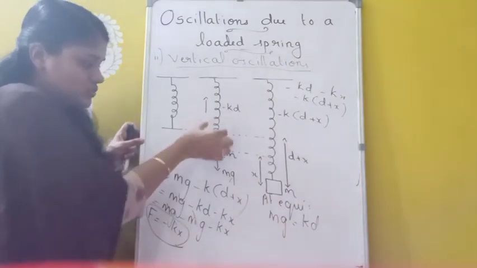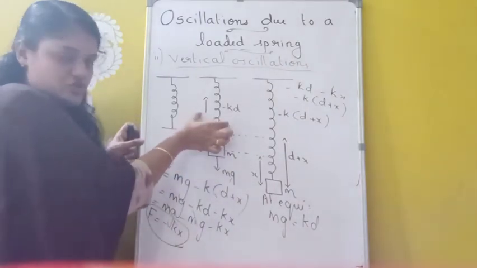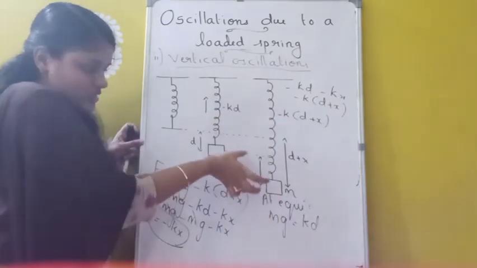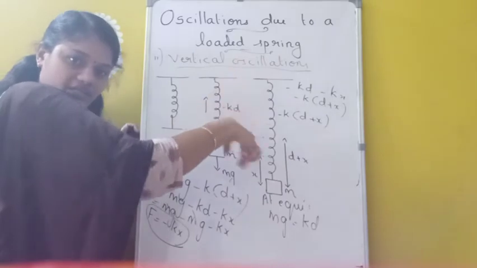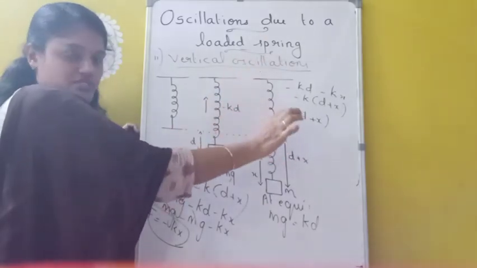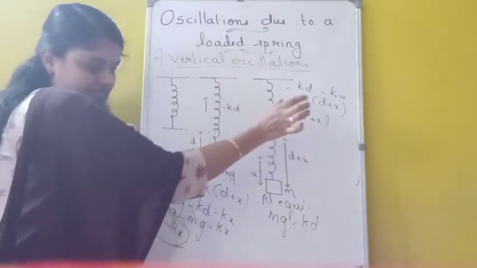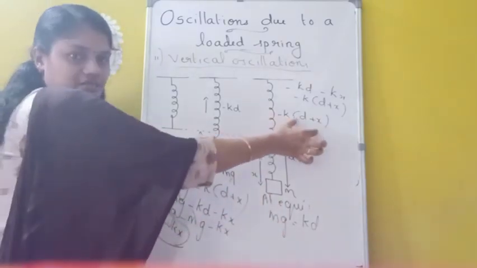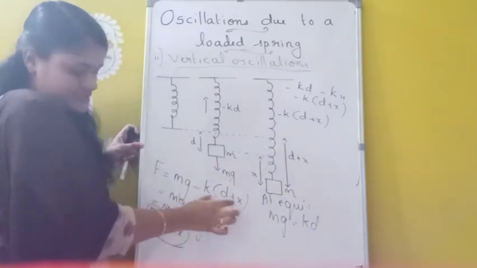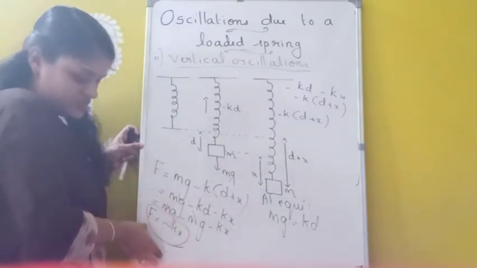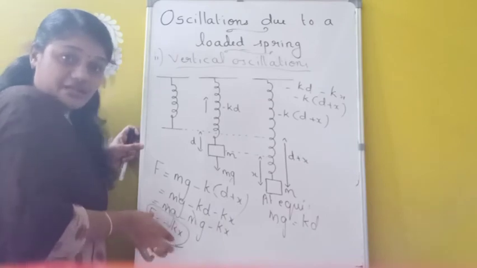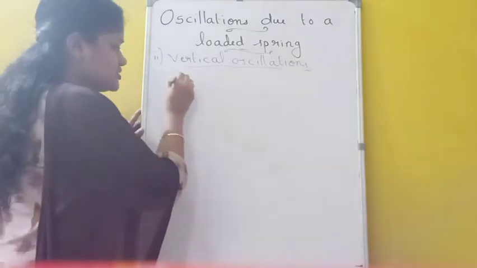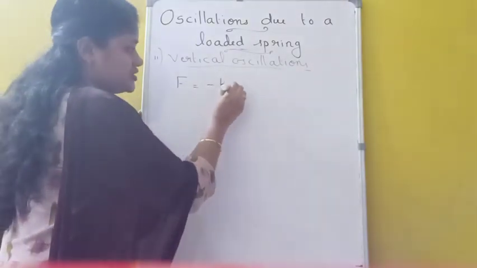So initially I told you, due to the weight there is a restoring force given by minus k into d. Again, when we are stretching this spring through a small distance x, we have another restoring force, and the total restoring force becomes minus k into (d plus x). So the net force, how will you find? The weight minus the net restoring force, minus k into (d plus x). When we substitute everything, we get F equals minus kx. So this is the net restoring force acting on the spring. Now we have the restoring force F equals minus k into x.